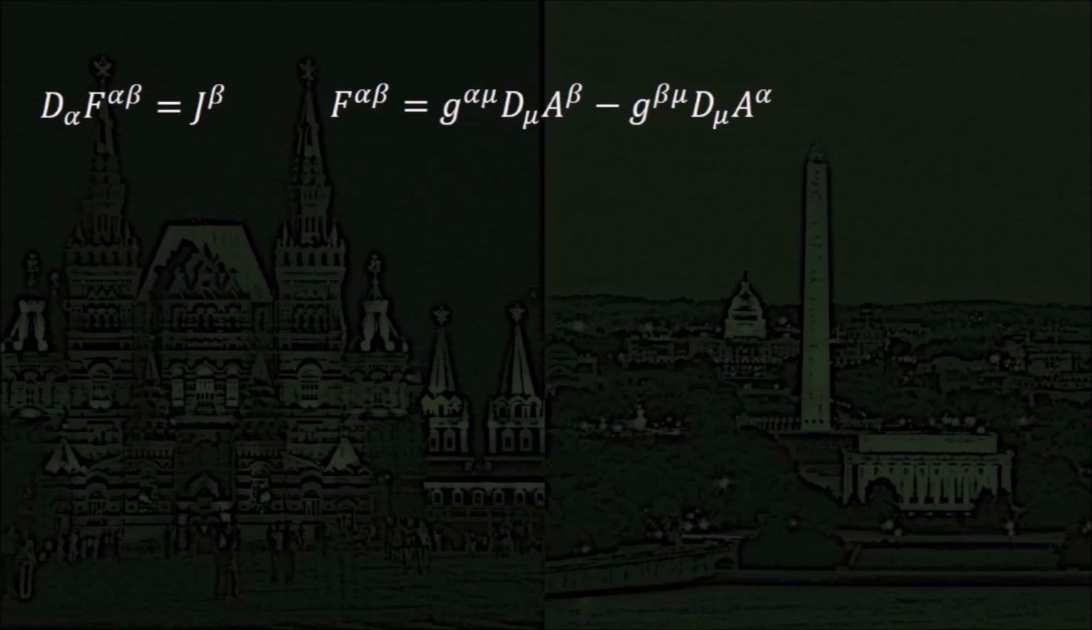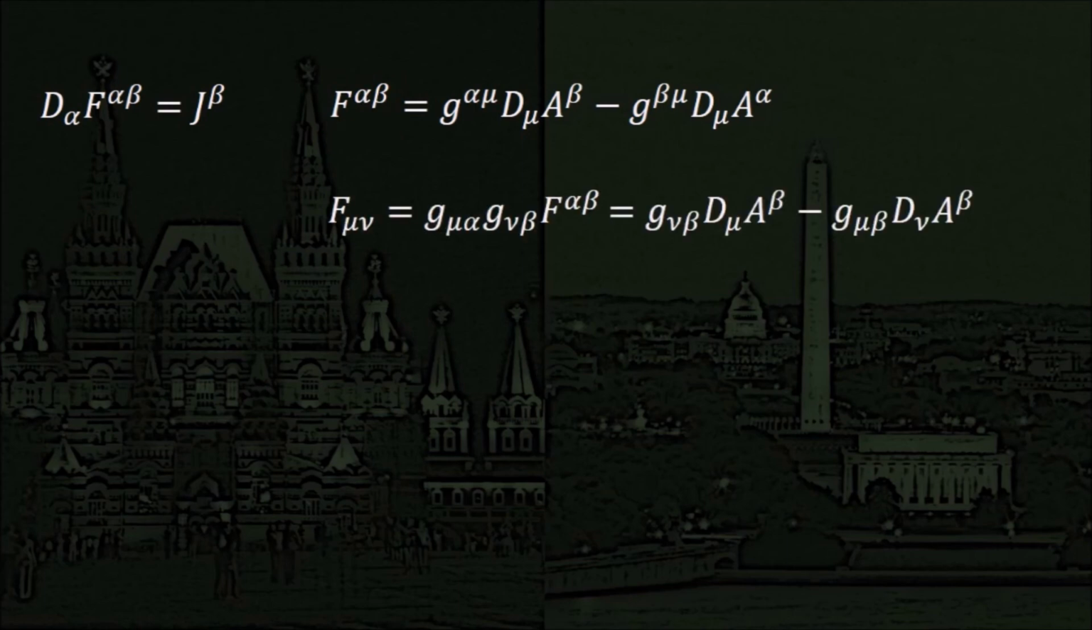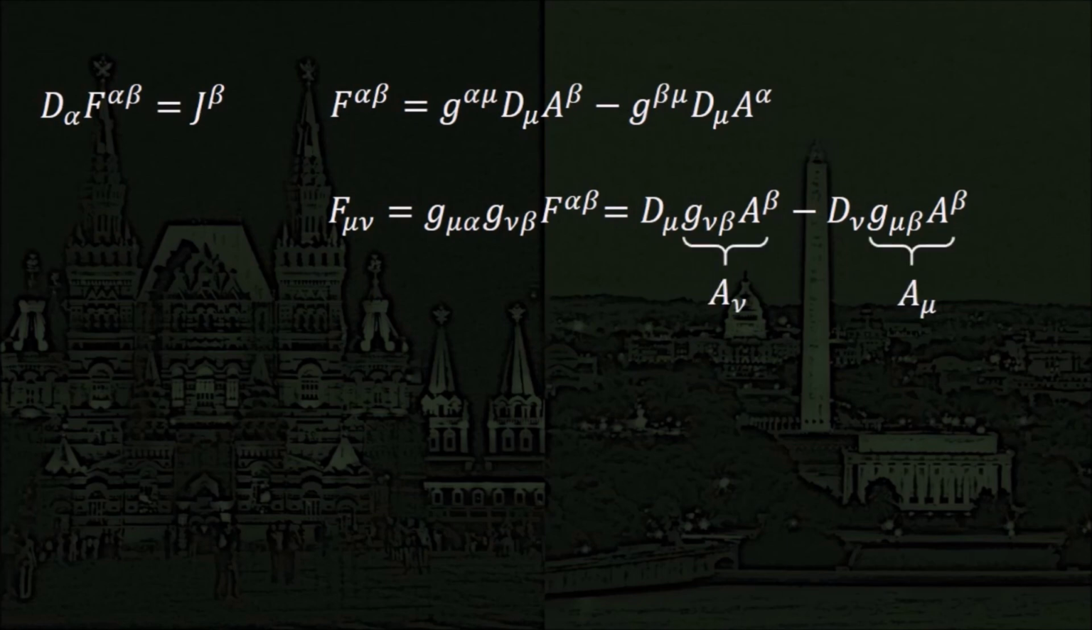Before we write down the second set, I want to show you guys something cool. Let's transform this tensor into its covariant form. Thanks again to the chain rule and the fact that the covariant derivative of the metric is 0, we can slip the metric past the covariant derivative and turn the contravariant vector A into a covariant one.